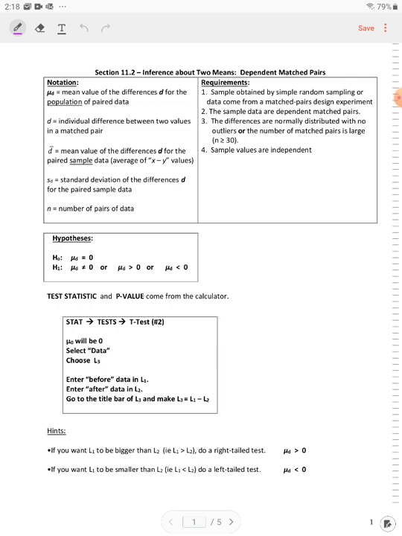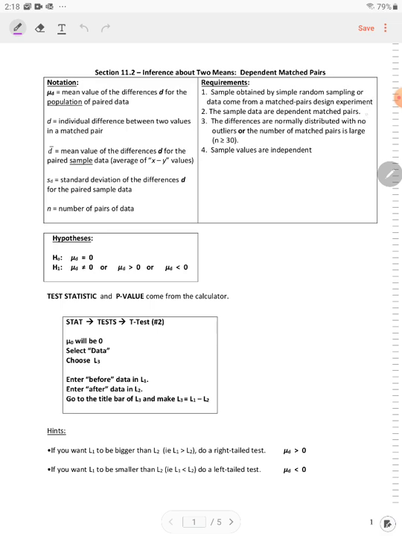So what we're talking about is the average of x minus y data. s sub d is the standard deviation of the differences for the paired samples. n is the number of pairs of data. We also have some requirements. The sample must be obtained by simple random sampling or come from a matched pairs design experiment.